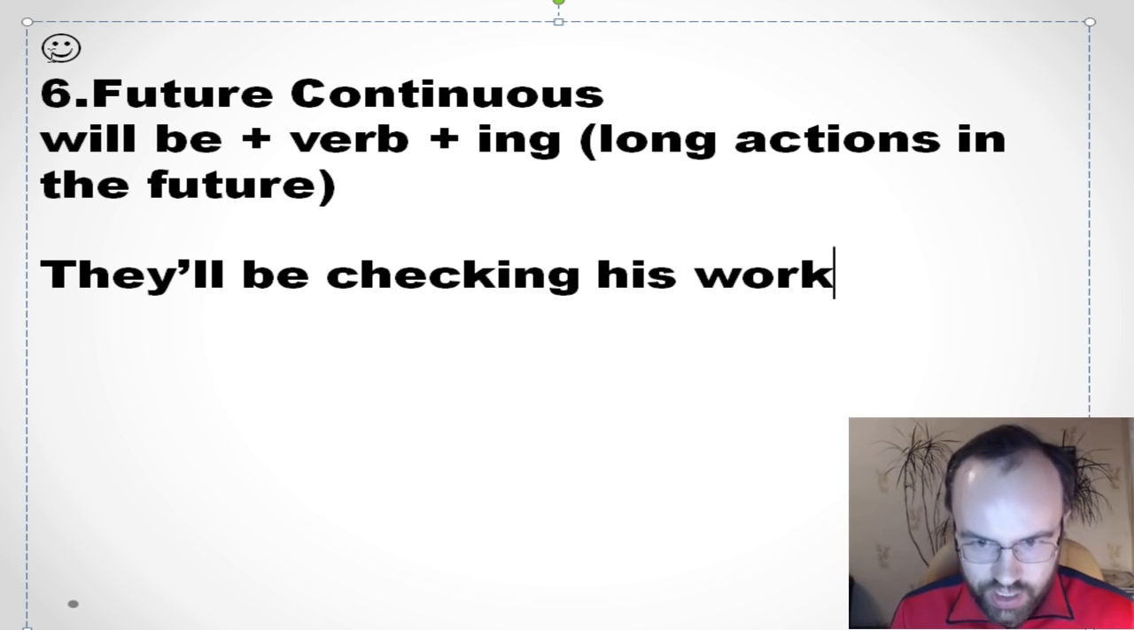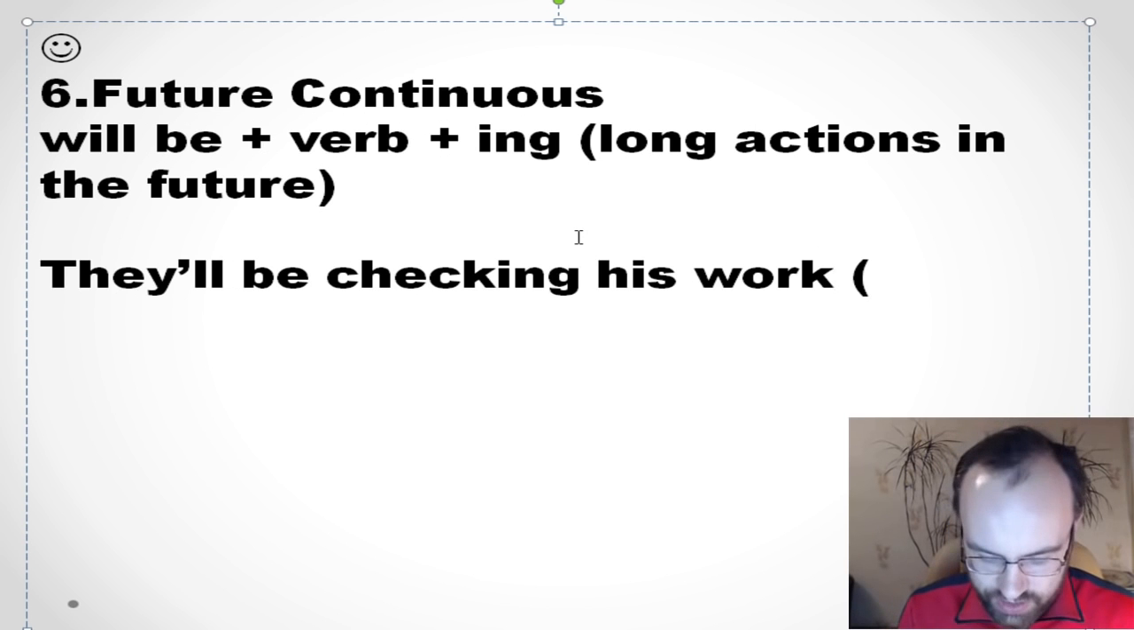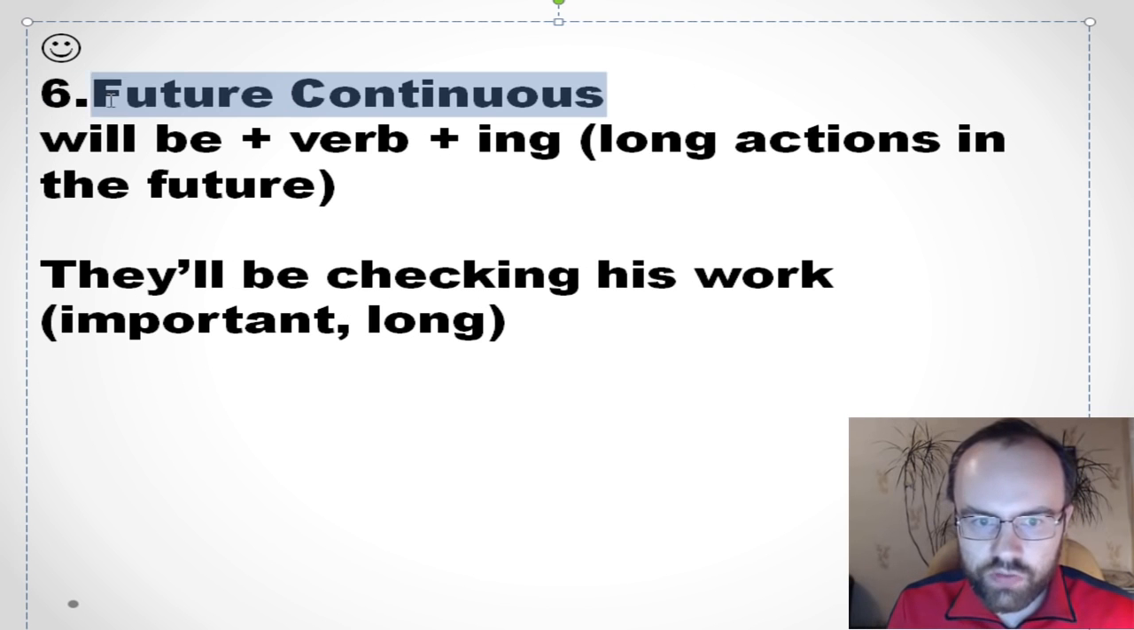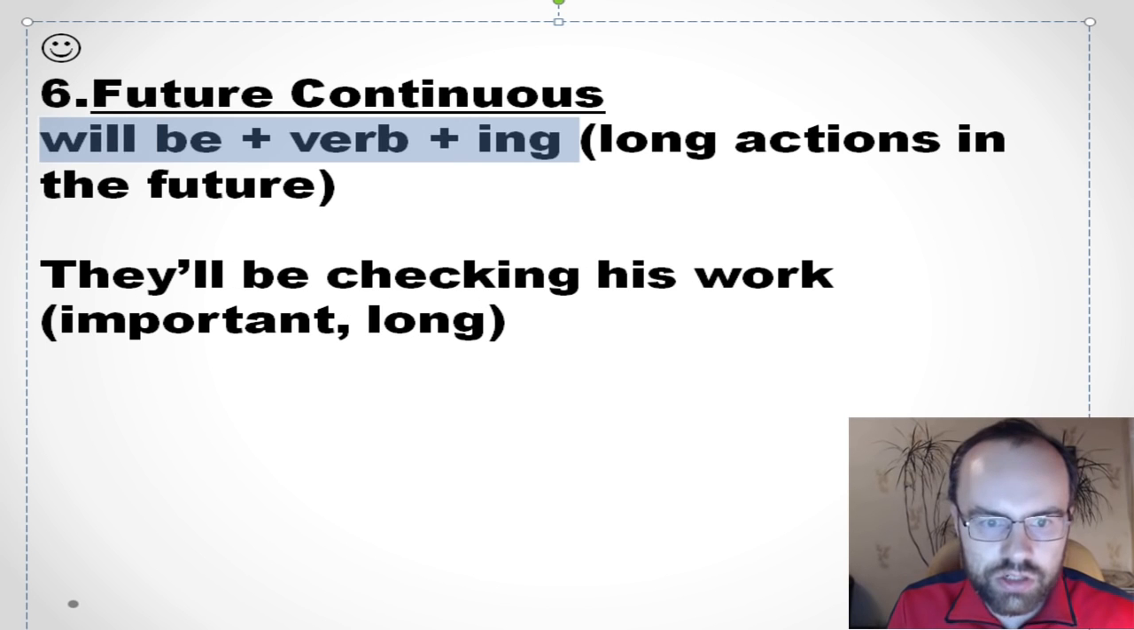So his work, you can say they'll check his work, but it's a short action. If you say they'll be checking his work, it means that it's important and a long action. Important and long action. Okay, good. Well done. So future continuous will be plus verb plus ing.